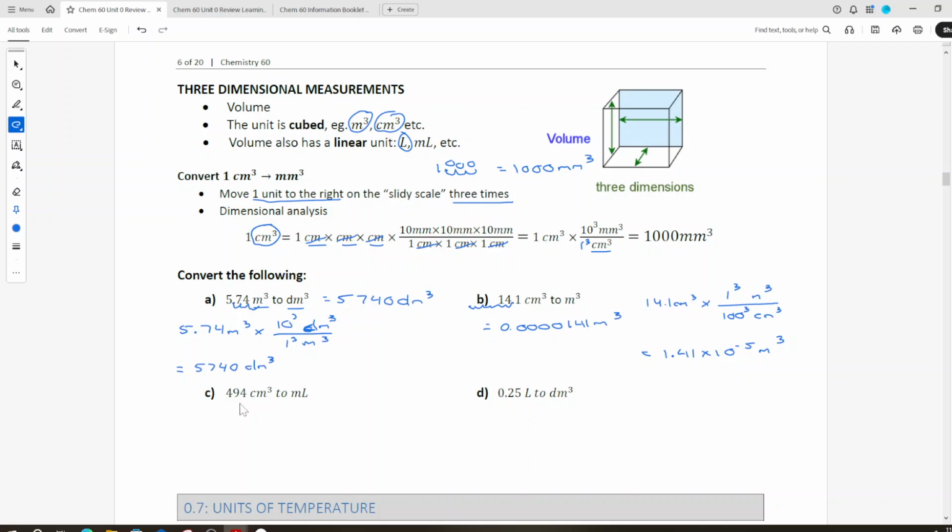So if I ask you to convert between centimeters cubed to milliliters, it's a direct conversion. If you have 494 centimeters cubed, you have 494 milliliters. If I ask you to convert between liters and decimeters cubed, again, it's just a straight conversion. So 0.25 liters would be 0.25 decimeters cubed. Now in your homework, there's a question, I think it says to go from liters to centimeters cubed. So you would go liters into decimeters cubed, and then decimeters cubed into centimeters cubed. And you'll get there. Good luck.